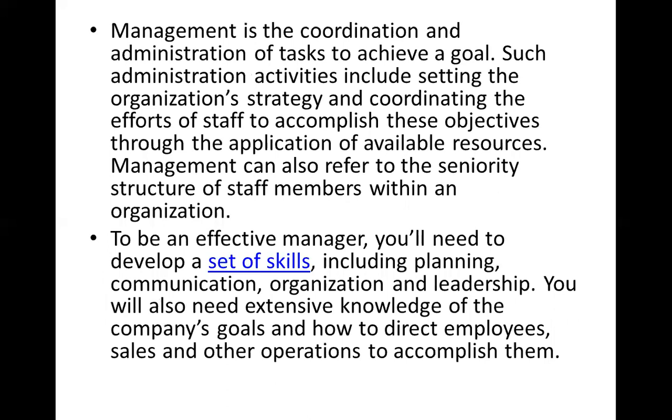So, management is the coordination and administration of tasks to achieve a goal. Such administration activities include setting the organization's strategy and coordinating the efforts of staff to accomplish those objectives through the application of available resources. Management can also refer to the seniority structure of staff members within an organization. To be an effective manager, you'll need to develop a set of skills. About the skills, we'll speak a little bit later, including planning, communication, organization, and leadership. You will also need extensive knowledge of the company's goals and how to direct employees, sales, and other operations to accomplish them.